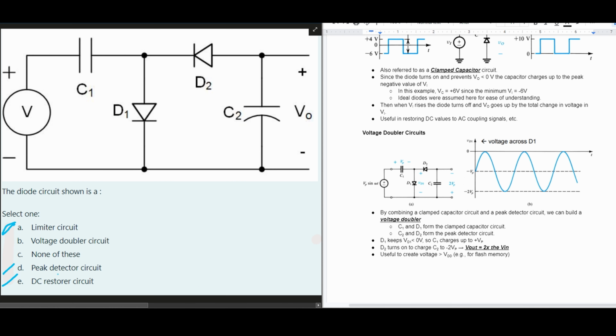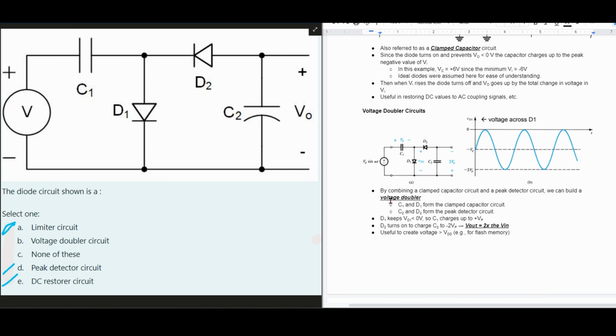Is it a voltage doubler circuit, or is it none of these? Well, a voltage doubler circuit looks something like this. You can see it's very similar here. We have our voltage, we have a capacitor, we have diode 1, diode 2, and C2. We have also our V out here. By combining a clamped capacitor circuit and a peak detector circuit, which look very similar to these, we can build a voltage doubler. So C1 and D1, which are tied right here and right here, form the clamped capacitor circuit. And then our C2 and D2 form the peak detector circuit.